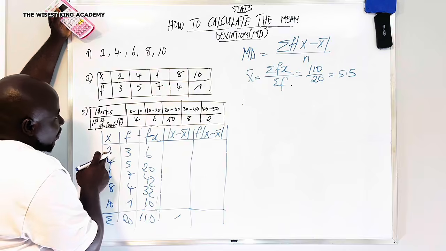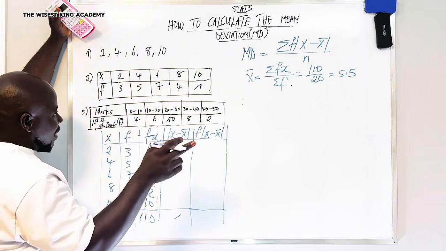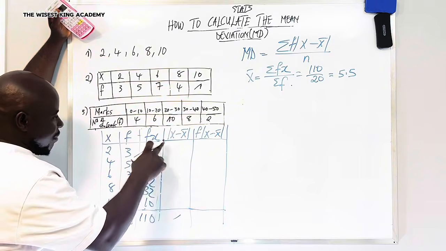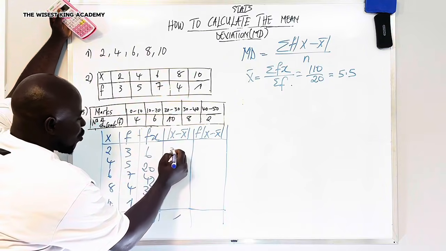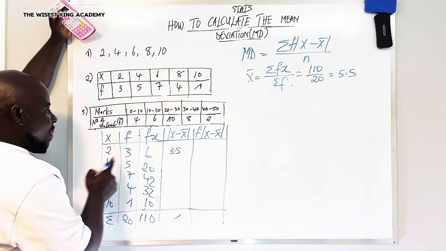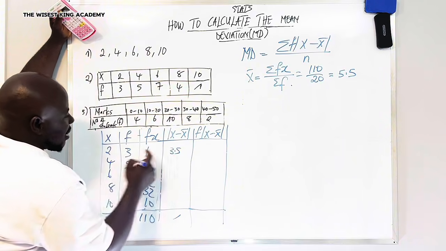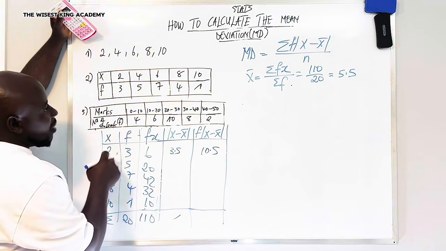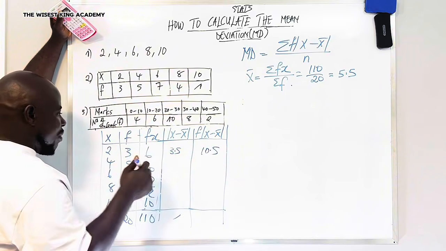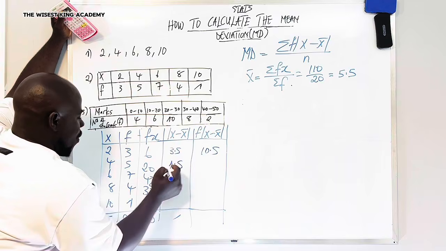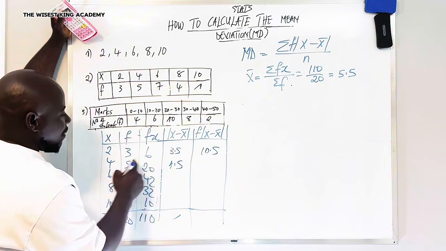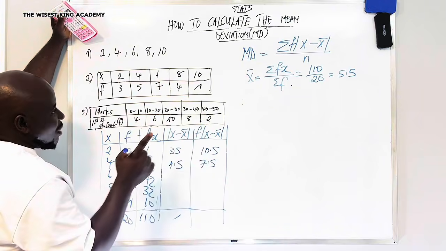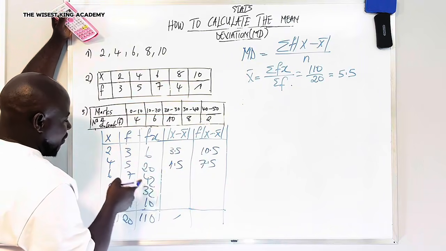2 minus 5.5 gives me negative 3.5. Remember, we throw away the negative. So 3.5 times 3 gives us 10.5. 4 minus 5.5 gives me 1.5. 1.5 times 5 gives me 7.5. 6 minus 5.5 gives me 0.5.